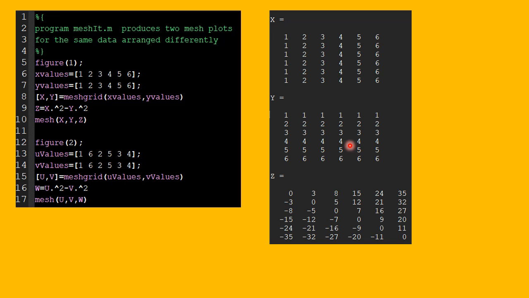So basically, when MATLAB is computing values here, z is going to be a two-dimensional array, and we get it by looking at the two-dimensional array x squared minus the two-dimensional array y squared, and that gives us this two-dimensional array stored in z. The next thing that's executed is mesh x, y, and z. So what does that look like?